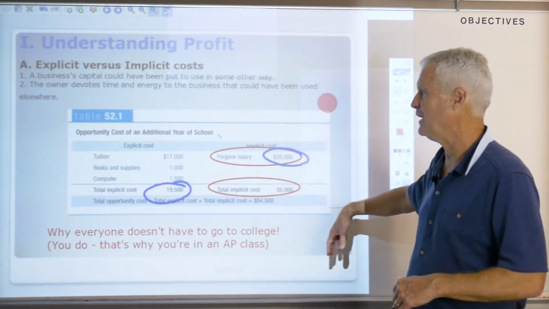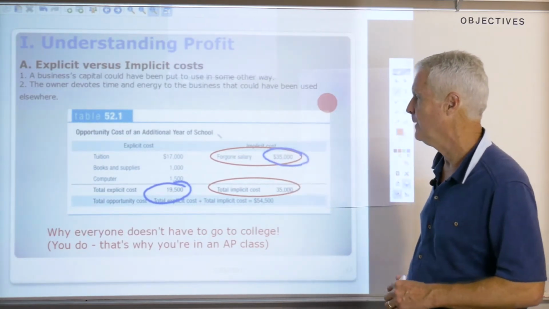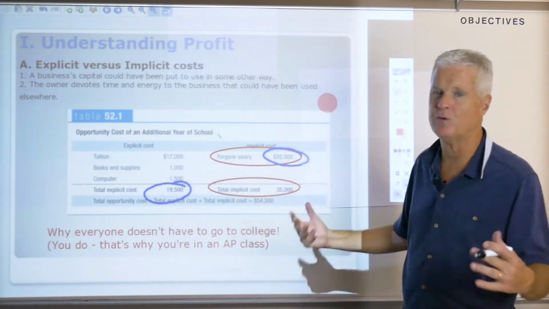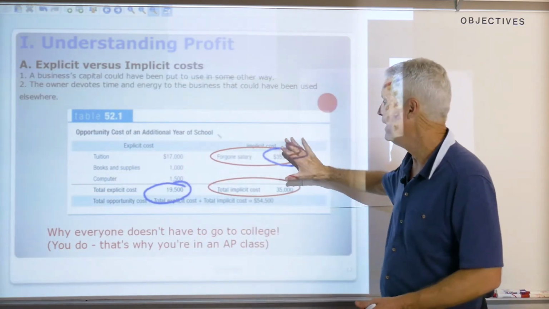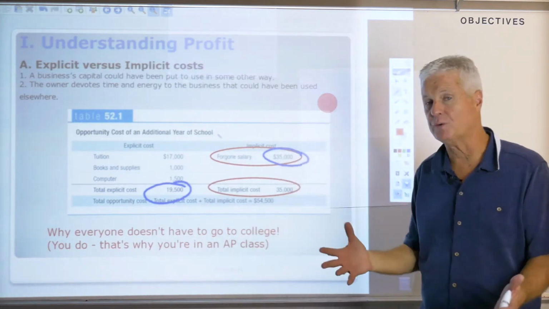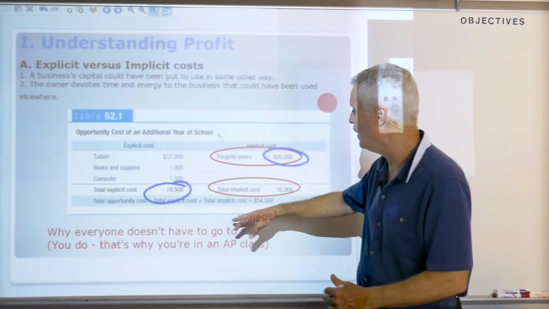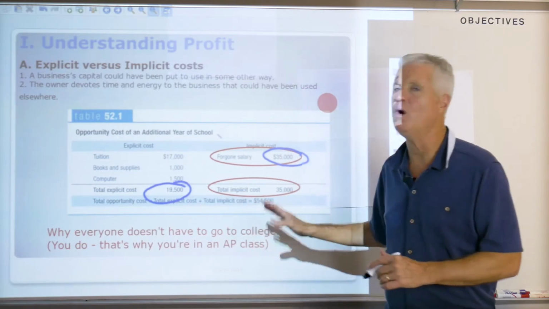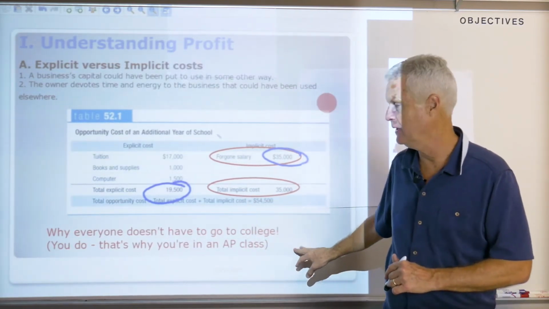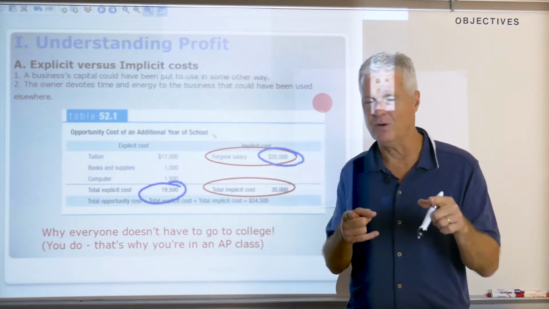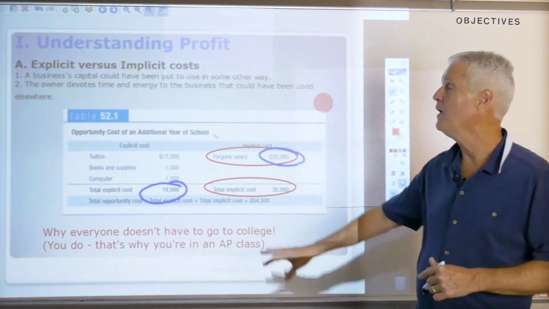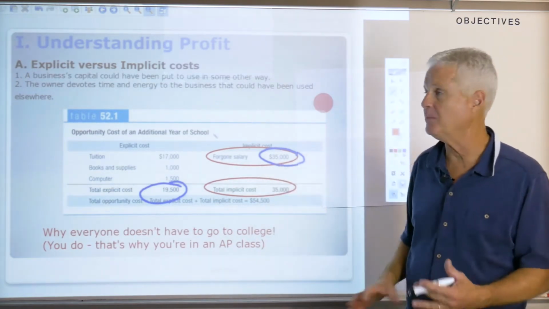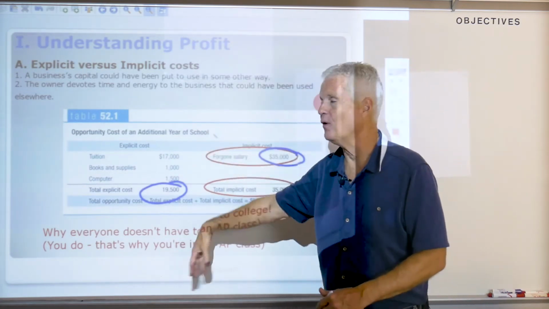Here's a detailed example: Table 52.1 in your books. The explicit cost of going to college is $19,500, about $20,000 a year. The implicit cost is that you could be working, and if you're working really hard, you can make $35,000 a year. So your real cost is almost $55,000 a year. Not everyone should be going to college because that's a lot of money. By the way, you should be going to college because you're in an AP class. But there are other people whose time might be better spent working instead of piling up a bunch of debt and paying for all these things.